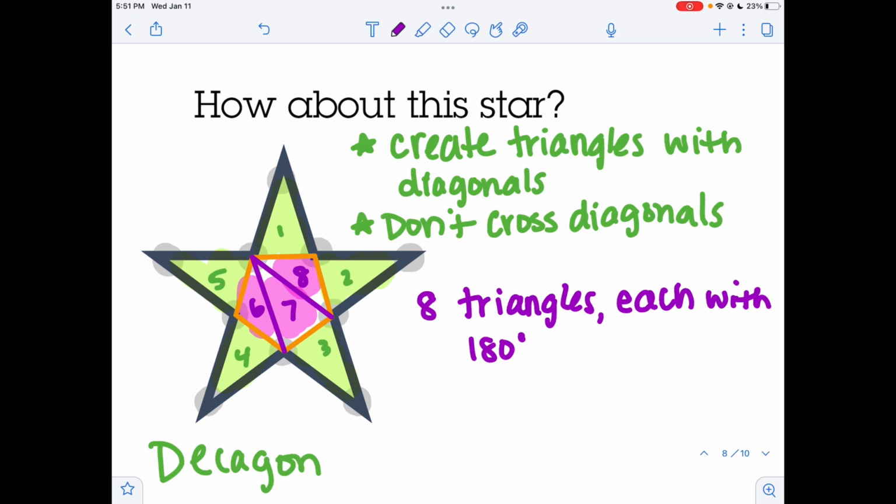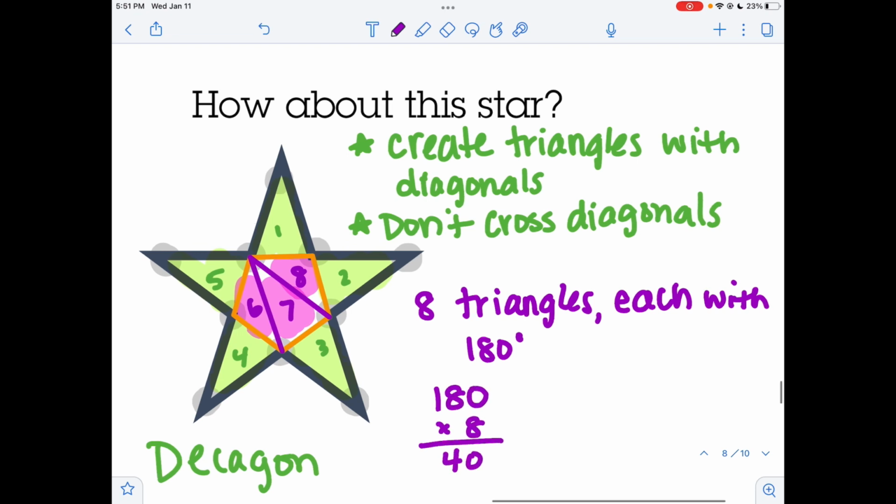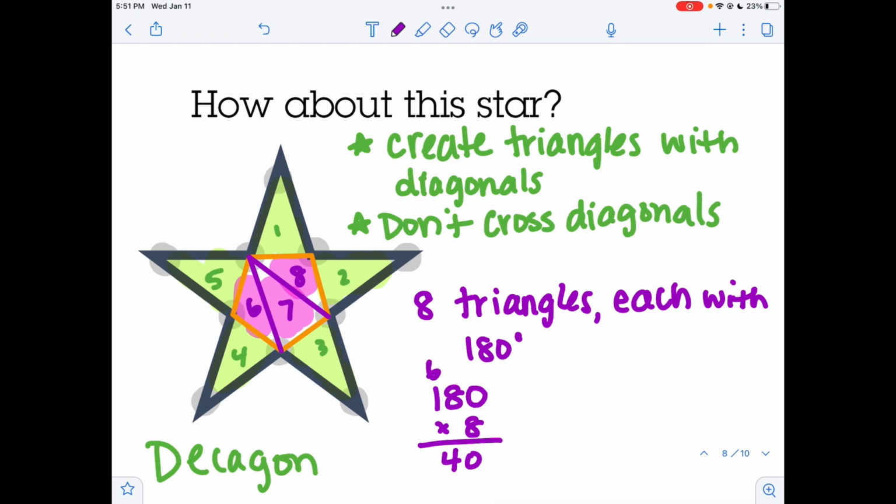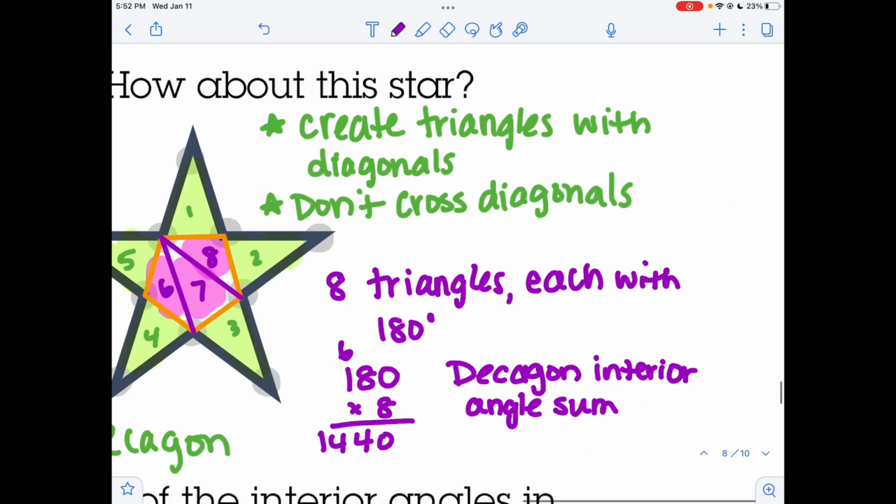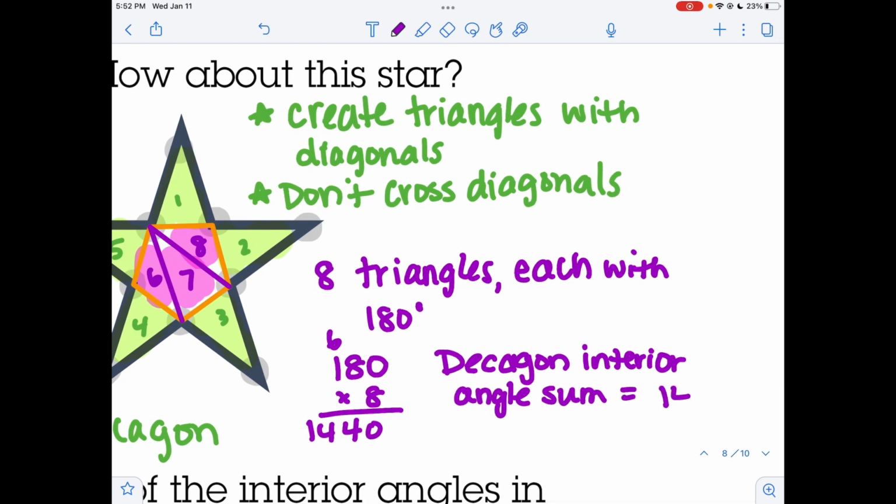So if we want to know the interior angles of a decagon and what they should add up to, we're going to take 8 times 180. 8 times 8 is 64. 8 times 1 is 8, plus 6 is 14. So our decagon interior angle total, or angle sum, we'll keep with the same official words, 1,440 degrees. That was supposed to be a 0 and then degrees.